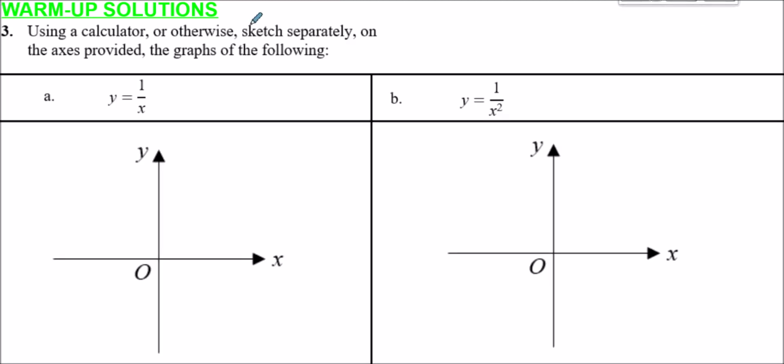For question 3, using a calculator or otherwise, sketch separately on these axes these graphs. So y equals 1 over x. A calculator can help you, and I invite you to do so if you need. But essentially, if you divide through by x where x is tiny, 1 divided by something tiny becomes huge. On the other hand, if x becomes massive, 1 divided by something huge goes towards 0. So what we'd have for this one is this sort of shape.